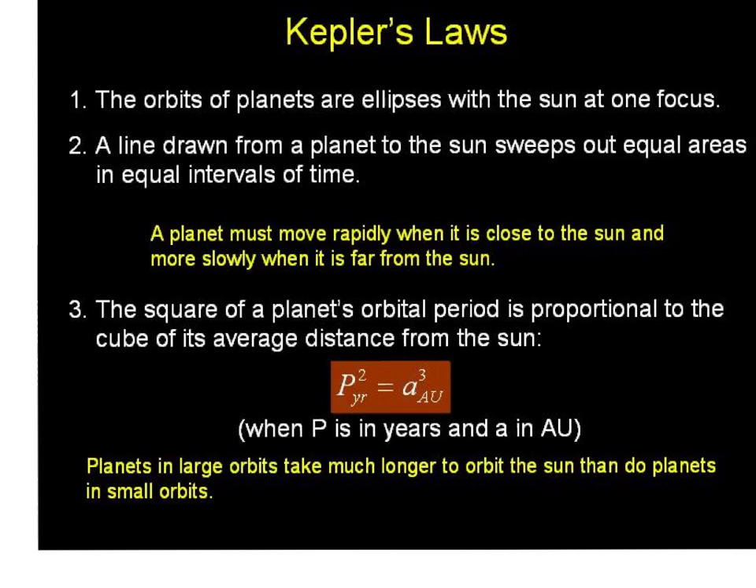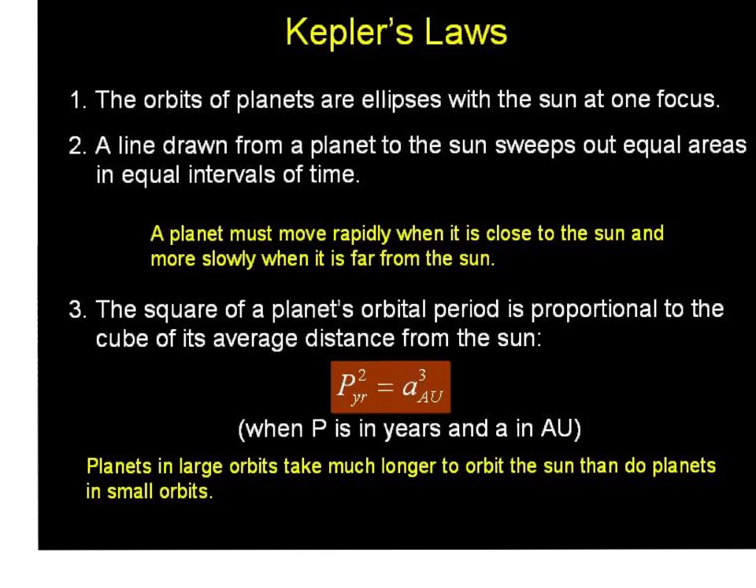His second law says that a line drawn from a planet to the sun sweeps out equal areas in equal intervals of time. And the upshot of that is that a planet must move more rapidly when it's closer to the sun and more slowly when it's farther away from the sun. We made mention of this a little bit earlier when we were talking about seasons. So that's his second law.